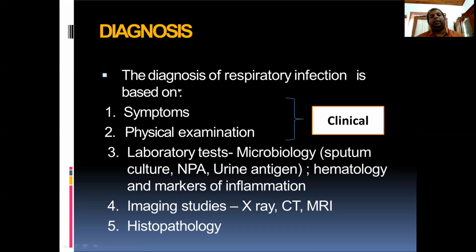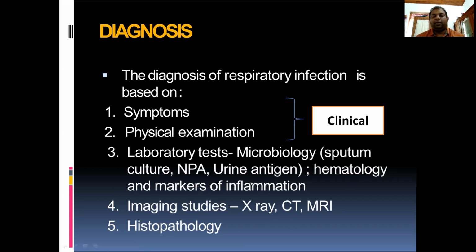Diagnosis is mainly clinical, history and physical examination. Then meanwhile, we do imaging studies and laboratory tests. For microbiology, we order sputum, or if viral infection is suspected, we do nasopharyngeal aspiration, or maybe urine antigen test. It's not available in most laboratories, but we can do it for Legionella and Streptococcus pneumoniae. Hematology and markers of inflammation: full blood count, CRP and procalcitonin. Procalcitonin, PCT, is a good marker that suggests pneumonia.